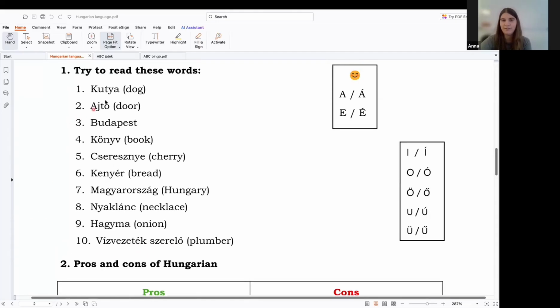So again, let's just very quickly go from the beginning. Kutya. Ajtó. Budapest. Könyv. Cseresznye. Kenyér. Magyarország. Nyaklánc. Hagyma. Vízvezeték szerelő.